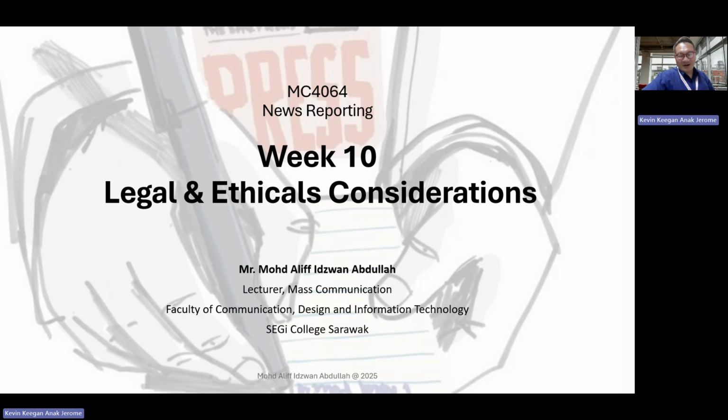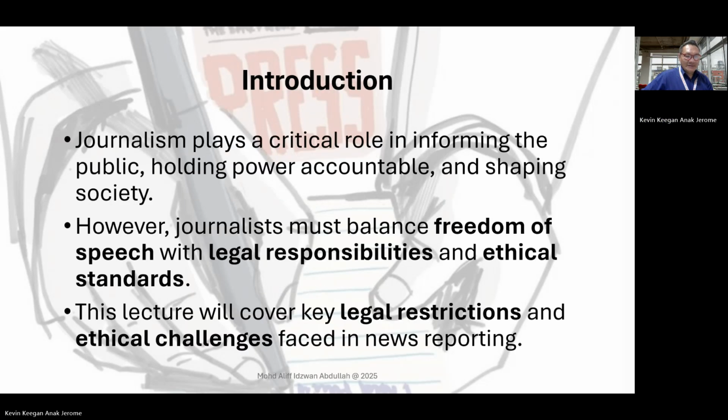Okay, guys, welcome back. Now we go for the legal and ethical considerations for news reporting. Journalism plays a critical role in informing the public, holding power accountable, and shaping society. However, journalists must balance freedom of speech with legal responsibility and ethical standards. This will cover legal restrictions and ethical challenges faced in news reporting.